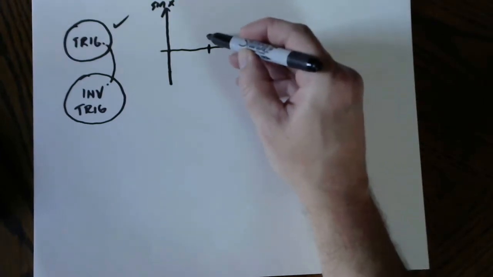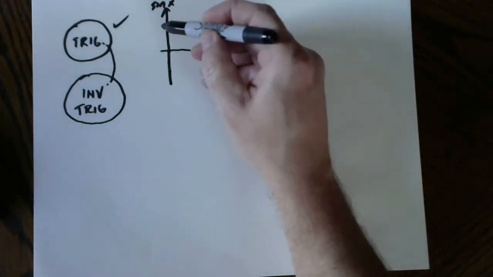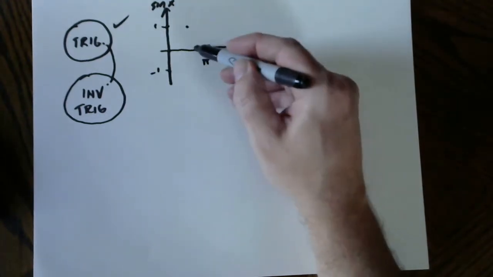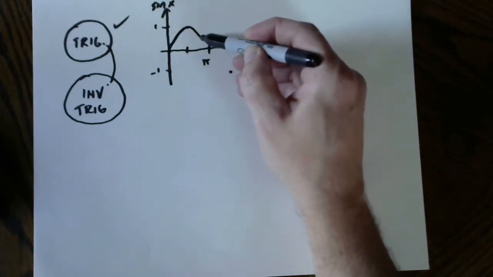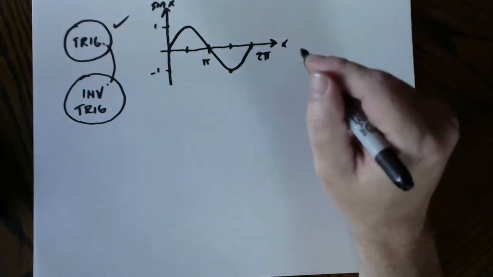So it's pi, that's 2 pi, that's 1, that's -1. So we know this is periodic, right? We know this repeats. This is what we call one cycle, one period.